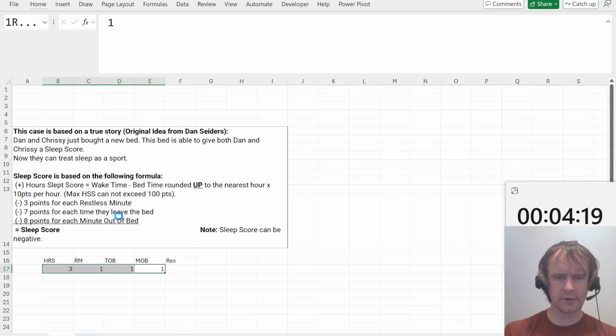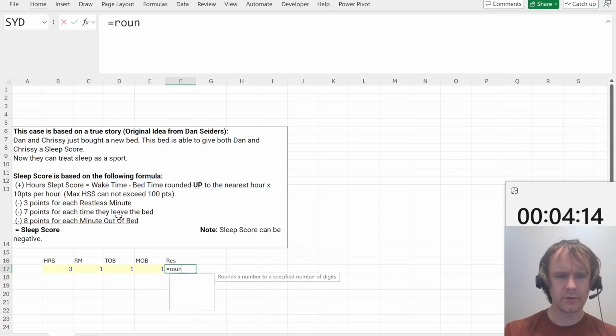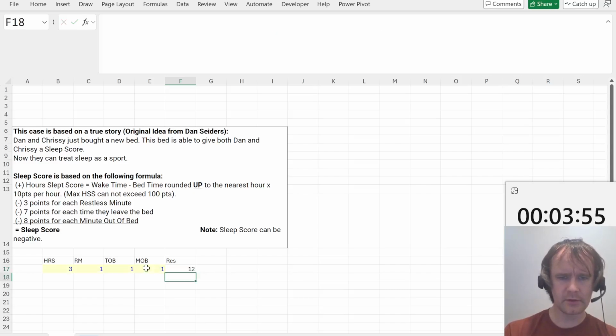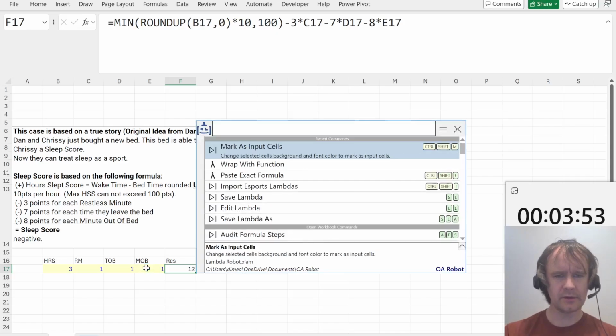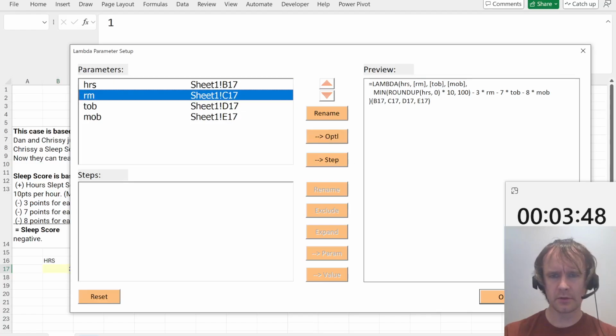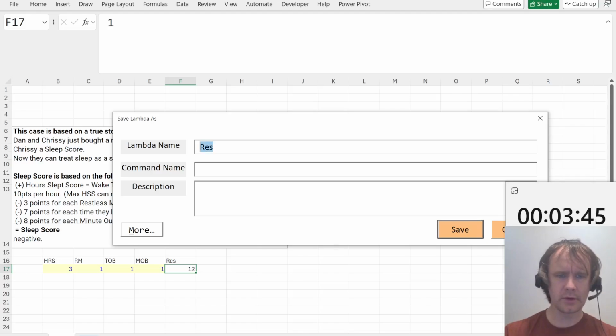Then the result, I'm going to mark all these as inputs. So we're going to say equals round up this to the nearest hour times 10, min of that and 100, minus 3 times this, minus 7 times this, minus 8 times this. And we're going to save lambda as. We're going to make all of these optional. Say OK, and we're going to call it sleep score.